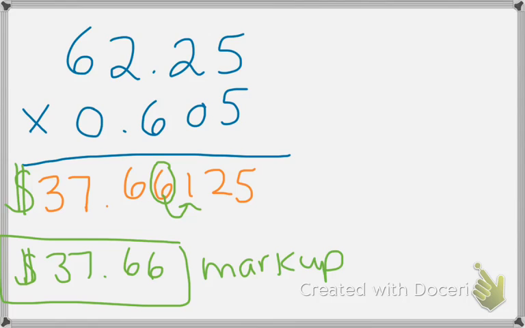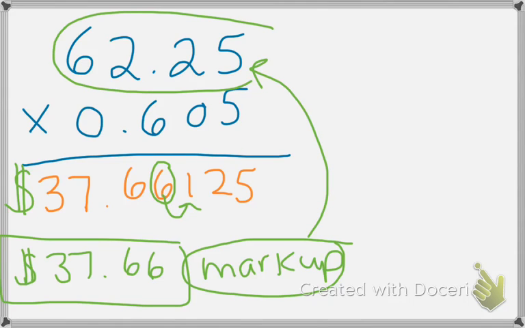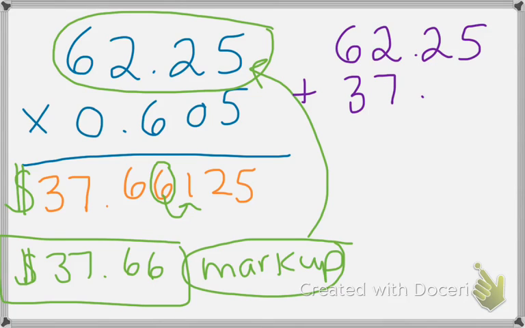Now the selling price is what the customer would pay for it. So just think about it. If the store paid $62.25, and you said, well, we found the markup and that's what they're going to sell it for, they're going to be losing money, right? So to find the selling price, what that store is going to sell it for to make themselves money, we need to add the markup price to the price that they paid for it. So that's what we're going to do. We're going to add 62.25 plus 37.66.